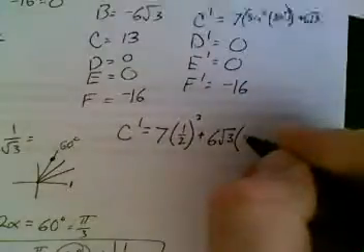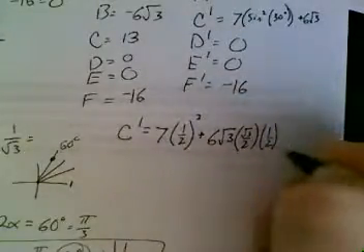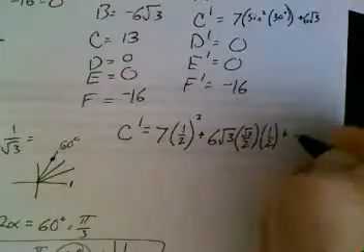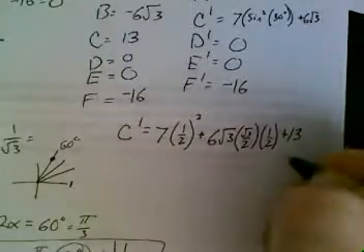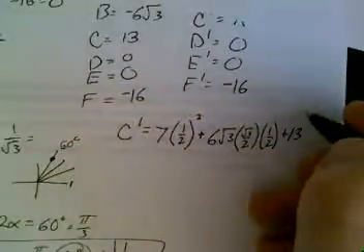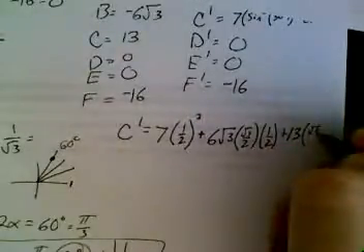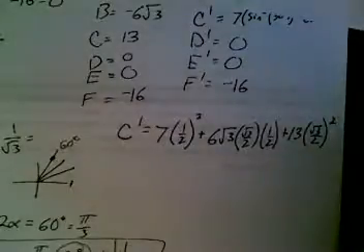Well, cosine of alpha is radical 3 over 2. The sine of alpha is 1/2. And then I'm going to have plus my C value, which is 13. Again, looking at this formula right here, plus C cosine squared of alpha. Well, cosine of alpha is again going to be radical 3 over 2. And I'm going to square that.